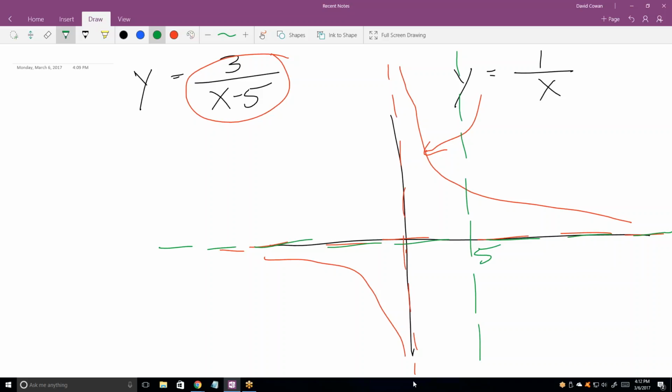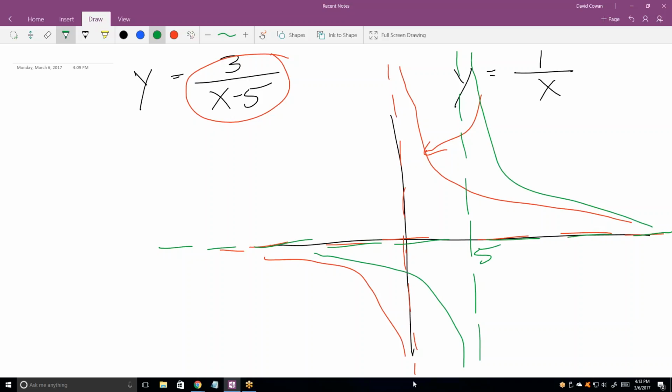Okay? And now if I want to graph it, the secret to graphing hyperbolic functions is to draw your grid. And the green represents our grid. Okay, so I know how it's going to look. It's going to look like that and like that. All right. Easy as that.